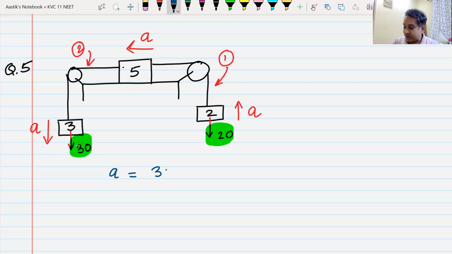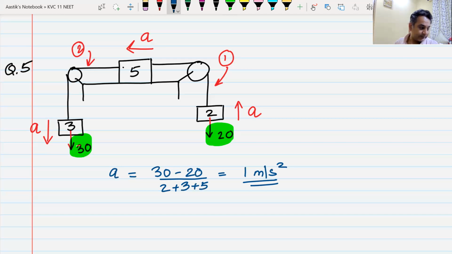30 on this side, which is winning, minus 20 on that side, which is losing, divided by 2 plus 3 plus 5. And the answer is 1 meter per second square. See? Net pulling force divided by the total mass, nothing else. Nothing extraordinary I have done.